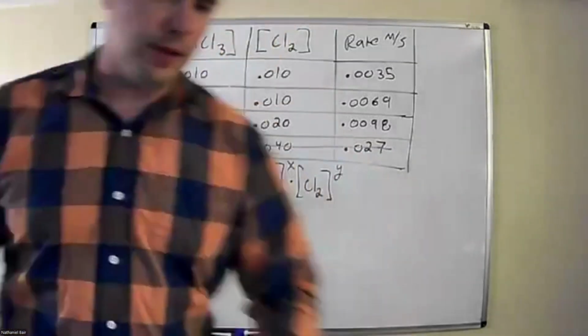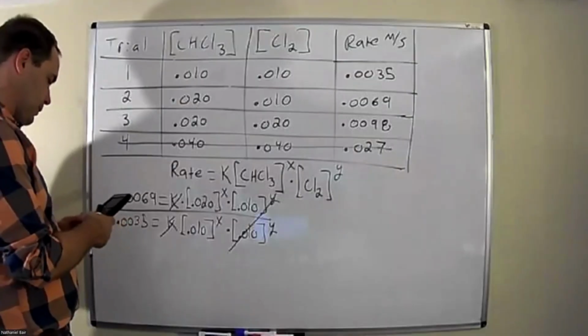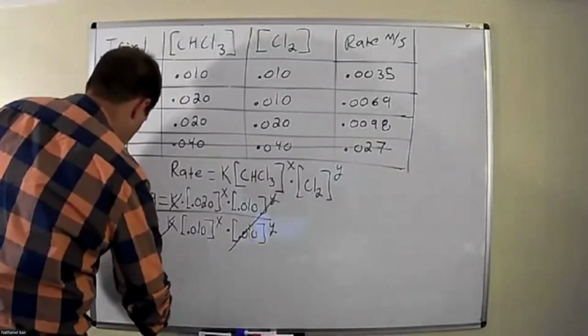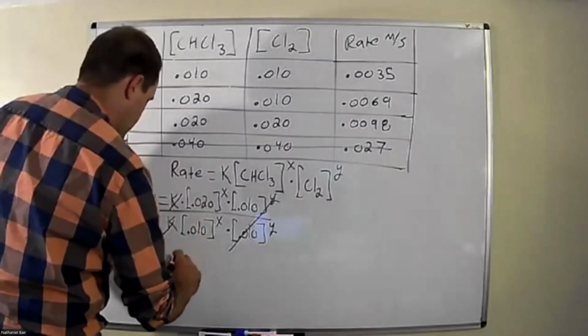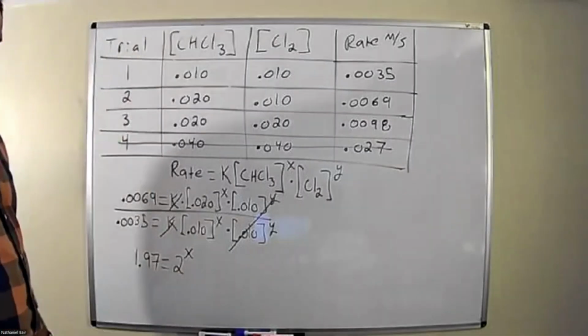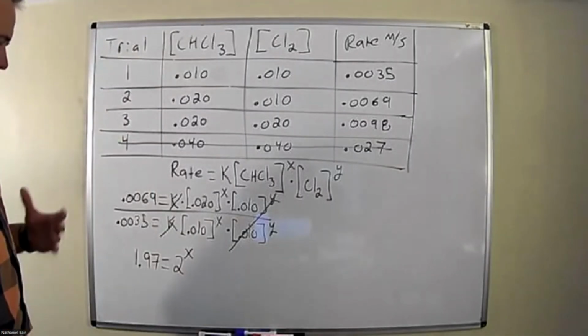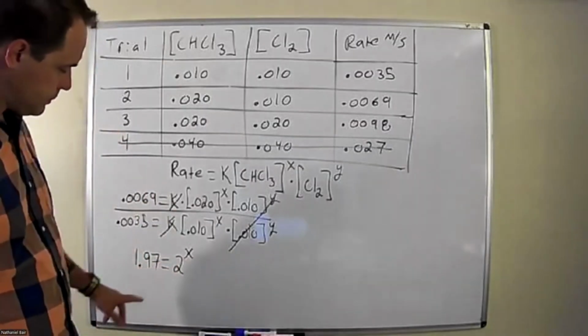So I'm actually going to punch this in. So we're going to get 0.0069 divided by 0.0035. That's going to be 1.97 equals 0.02 over 0.01, 2 to the x. And this one's pretty darn apparent. We don't need logarithms for this.